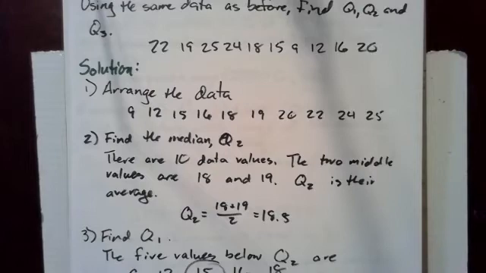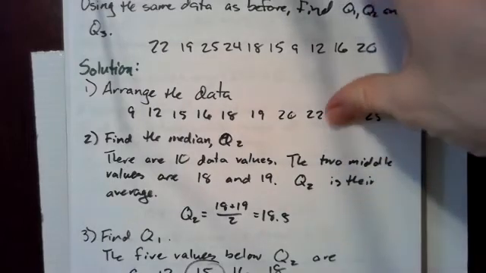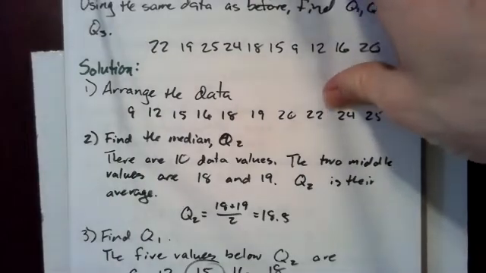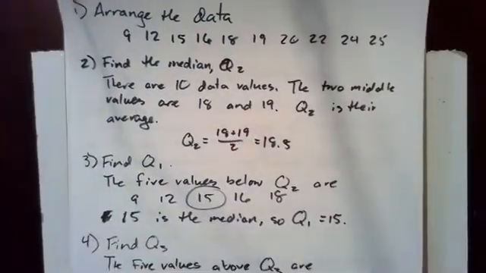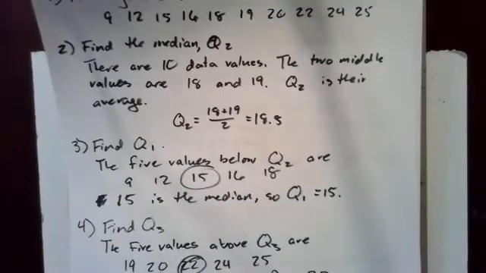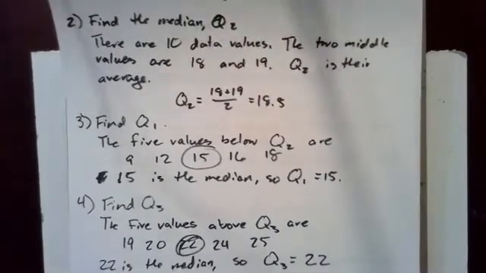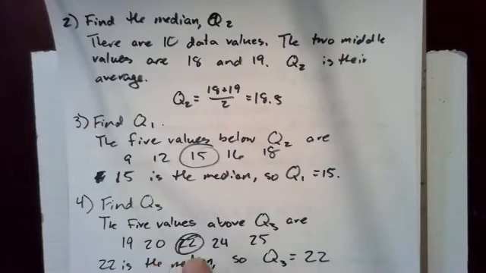Then we find Q1. There are 5 values below Q2. We find the middle of those, that's 15. 15 is the median, so Q1 equals 15. And then finding Q3, the 5 values above Q2 are 19, 20, 22, 24, and 25. We find the middle one, 22. That's our median, so Q3 is 22.